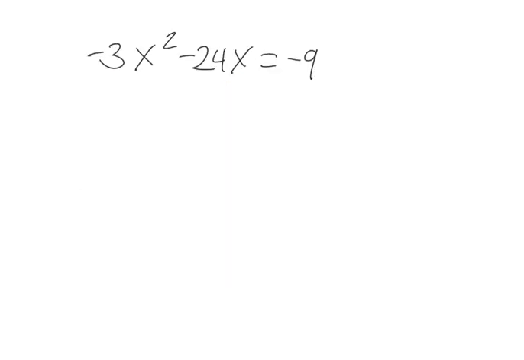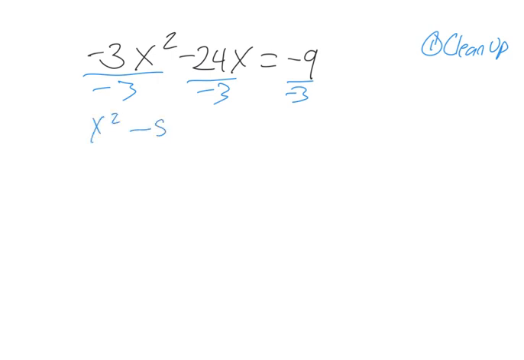One more example. This one is another a term that's not 1, so we've got to start by dividing everything by negative 3. This is my cleanup step. So negative 3 for all 3 pieces. That's going to give me x squared plus 8x, and that's equal to 3. All right, then we got to go into our completing the square step. We got to break that middle term up into 2 equal pieces, so 4x and 4x. I'm going to leave some space there, and it's going to be equal to 3.